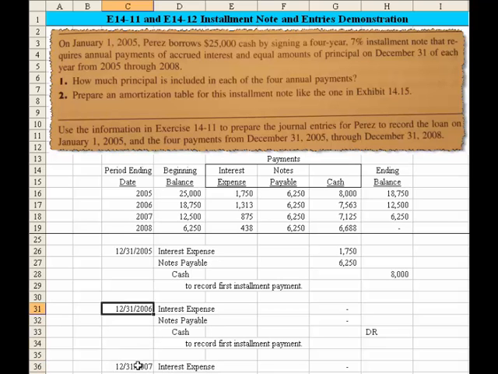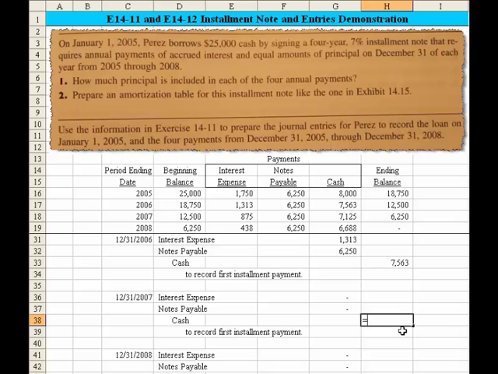And now all we've got to do is reference where the information comes from. So that cash is going to come from right there. The notes payable is always going to be the same, right? Always the same dollar amount, but we can pull it from the amortization schedule at a different point. Okay, so that should all balance. The debits equal the credits. Makes sense. Let's slide down a little bit more.